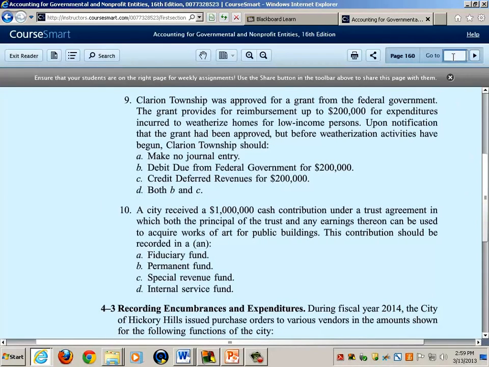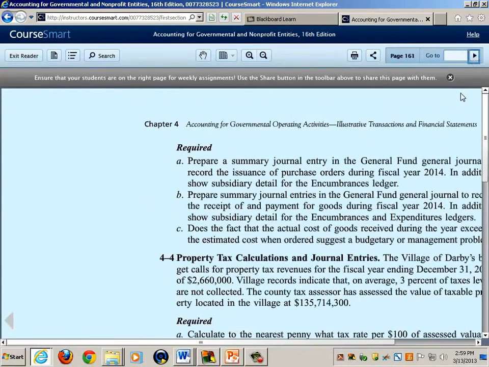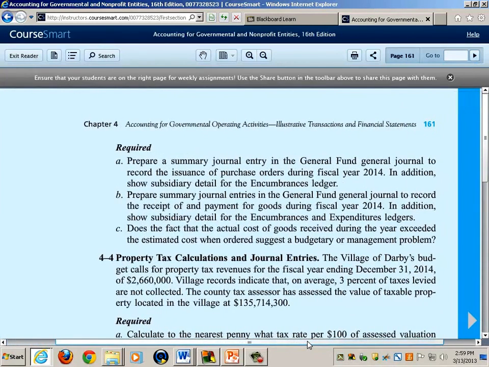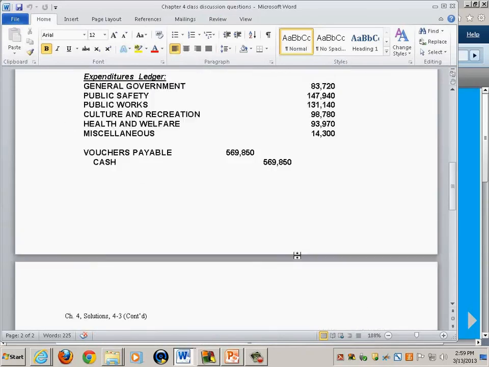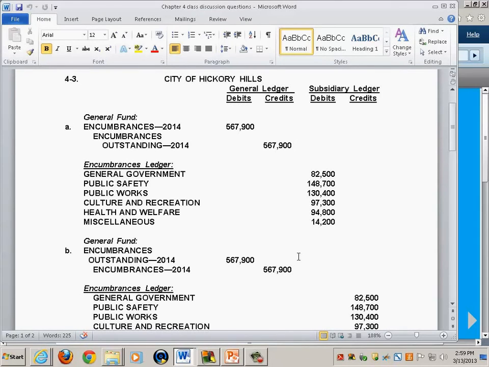Let's see what it's asking us to do. It says, prepare journal entries to record the issuance of purchase order. And see where it says, in addition, show subsidiary details for the encumbrance ledger. You don't have to do that. Let's take a look at how this journal entry shows up. We're not going to be concerned about the encumbrance; just the journal entry itself. What was the amount that we ordered? 567.9. Everybody see this? Debit and credit.